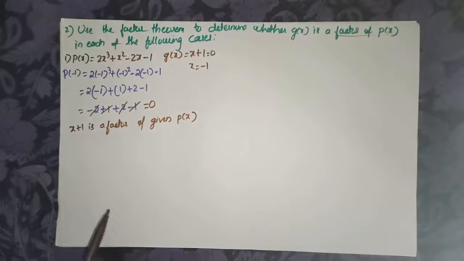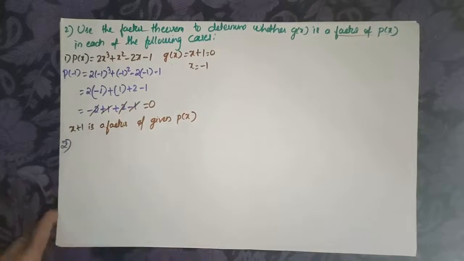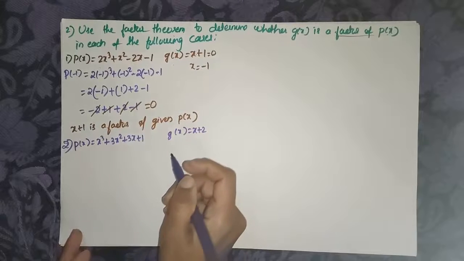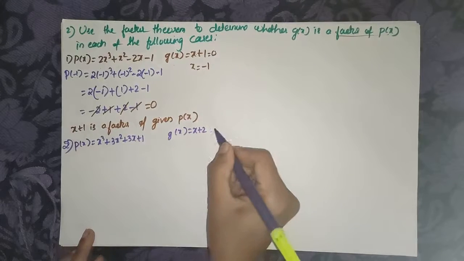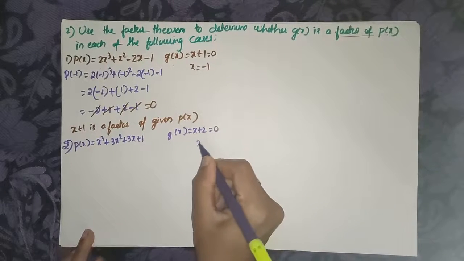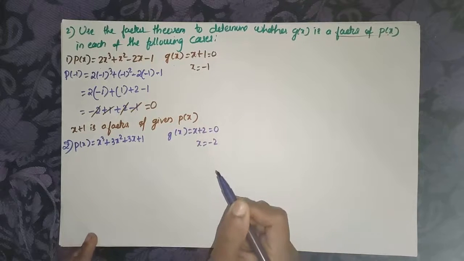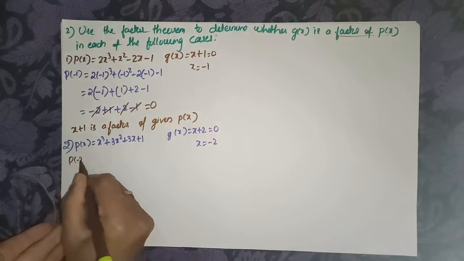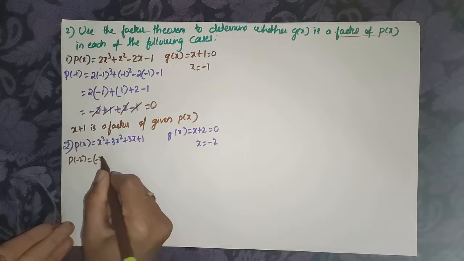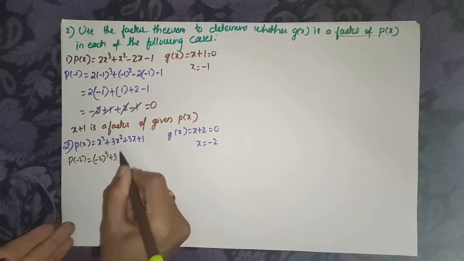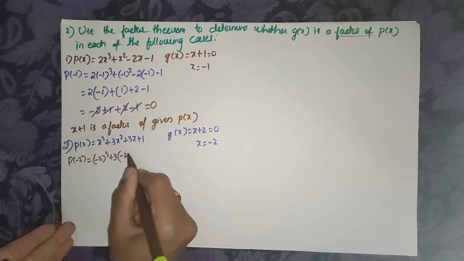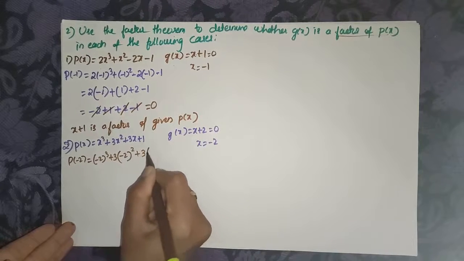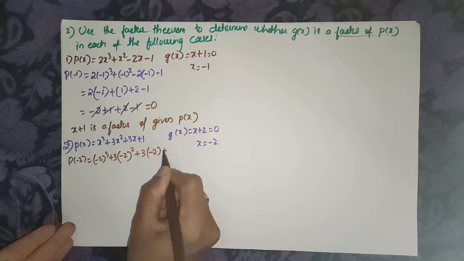Yes, the second question is here, g of x is x plus 2. Then x is here, plus 2 becomes minus 2. So substitute in this. See here, p of minus 2 equals minus 2 cube plus 3 into x, which is minus 2 square, plus 3 into minus 2 plus 1.